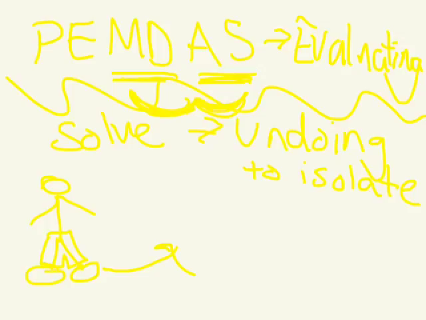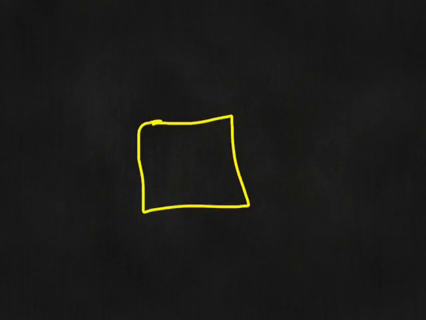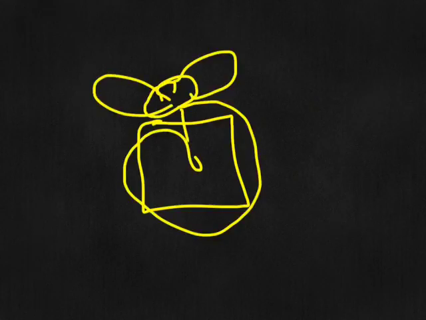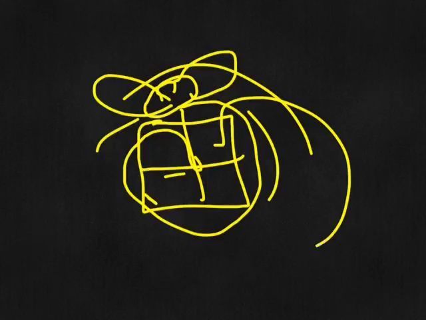Another way to think of it is if you have a present and you've wrapped it all up and you put a pretty bow on it. Oh, I know this is a really pretty bow. And then you are unwrapping it. So wrapping it, order of operations, unwrapping it, opposite direction.